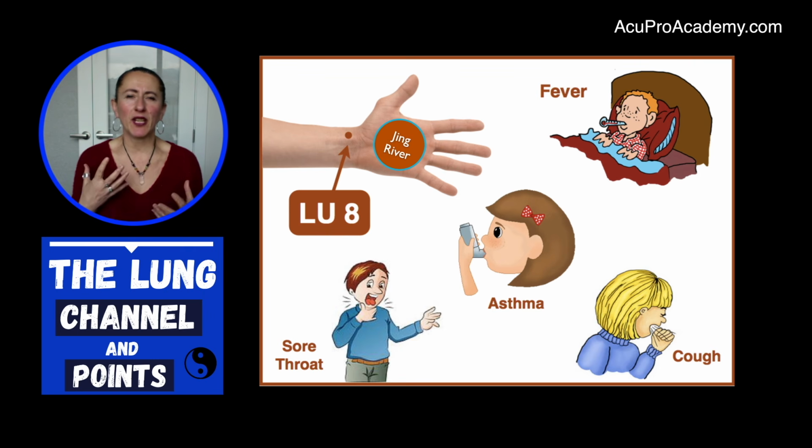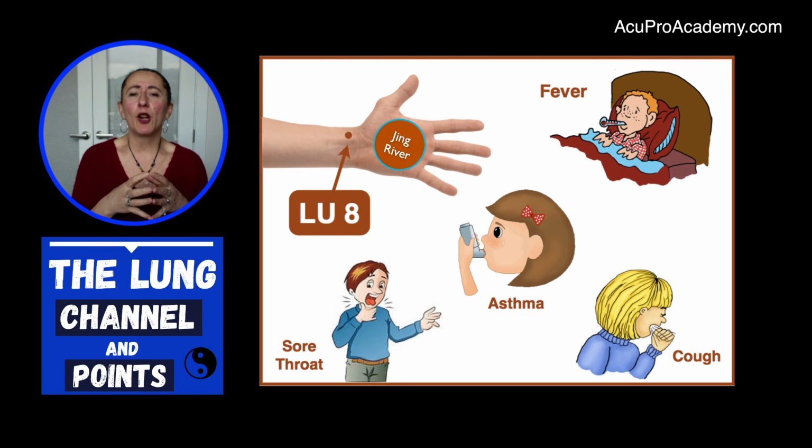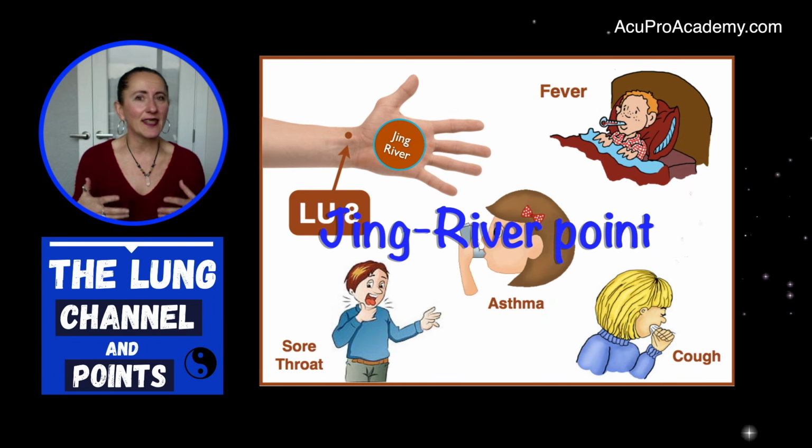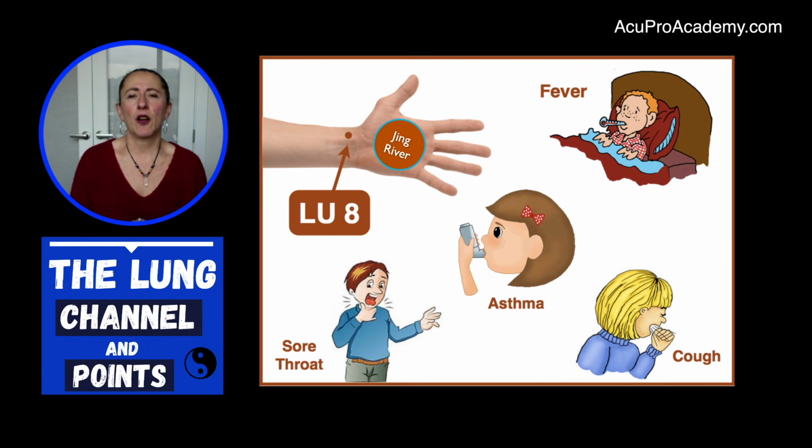So for example, if you're trying to clear heat, specifically due to sore throat or asthma or skin rashes or cough, you could add Lung 8 to complement. It is the Jing River point. So it is a special point. It's the Jing River point of the Lung meridian, but it's a complementary point to clear heat.